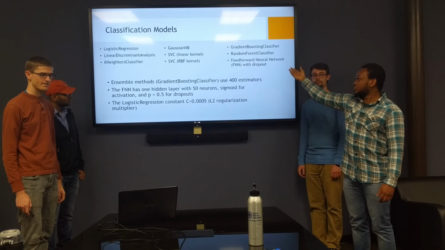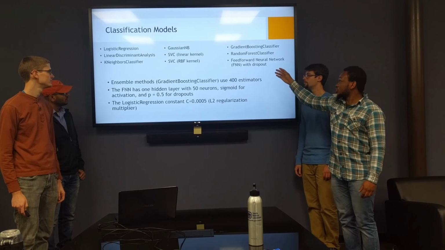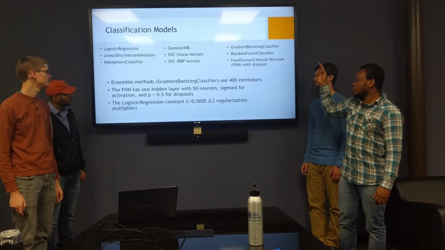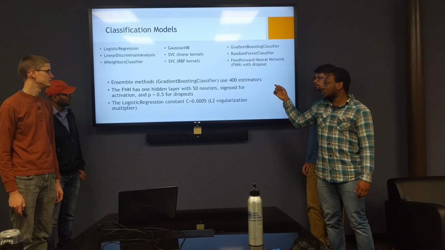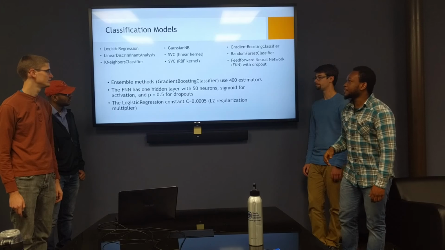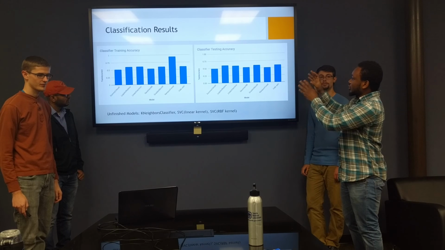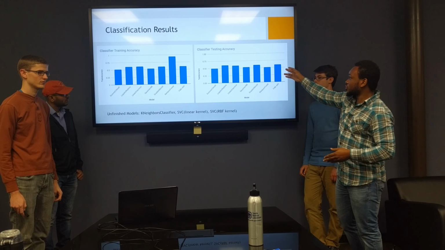In implementing the classification models, we chose these models from our scikit-learn library. So we implemented some of the models that we covered in class. And the most interesting algorithm that we implemented was the feed-forward neural network, where our hidden layer consisted of 50 neurons. We used a sigmoid activation, and we also implemented dropout.